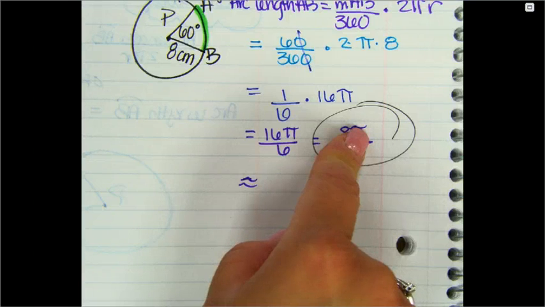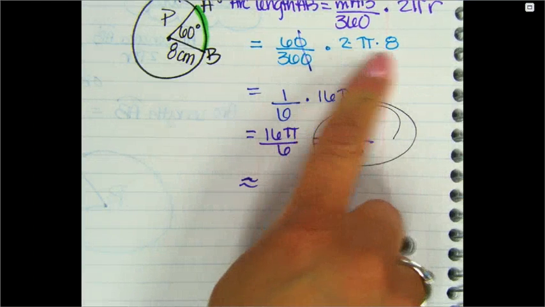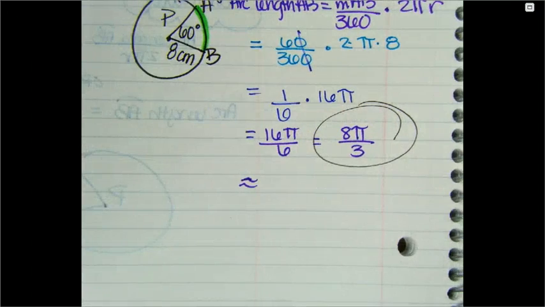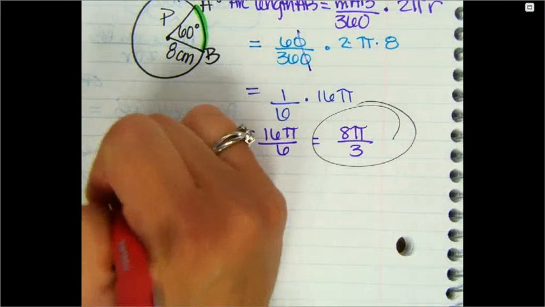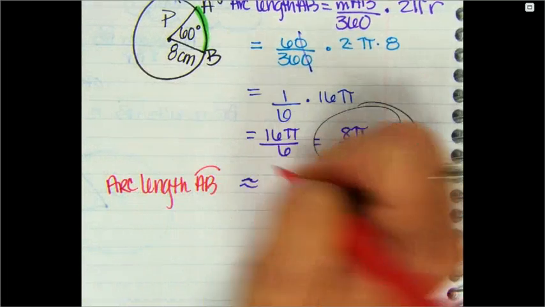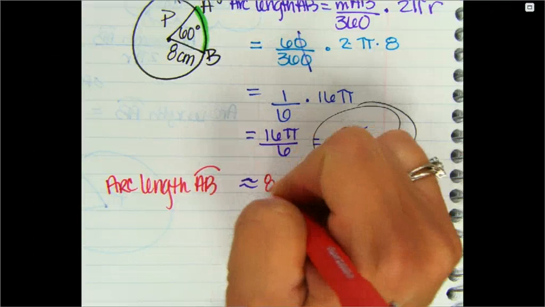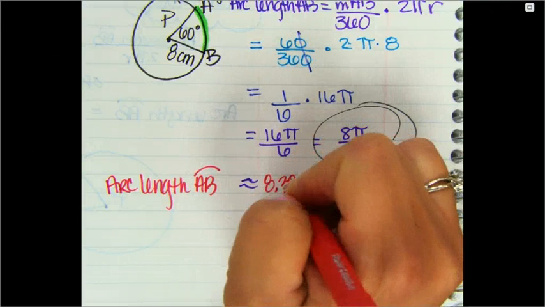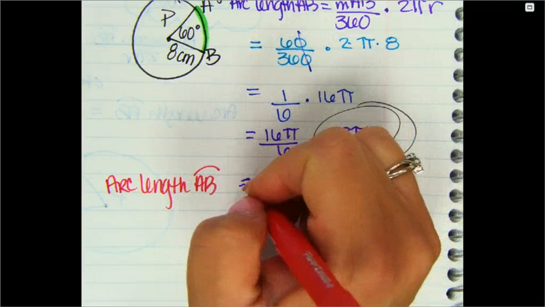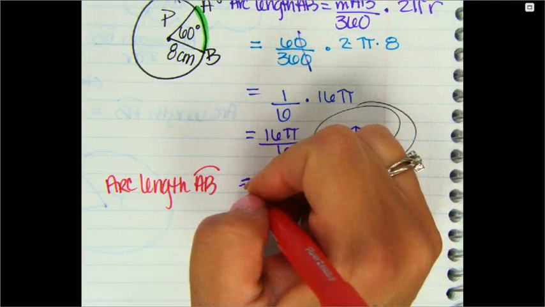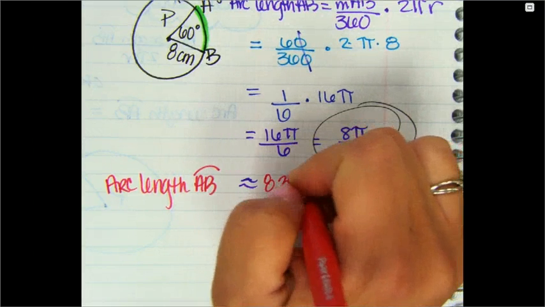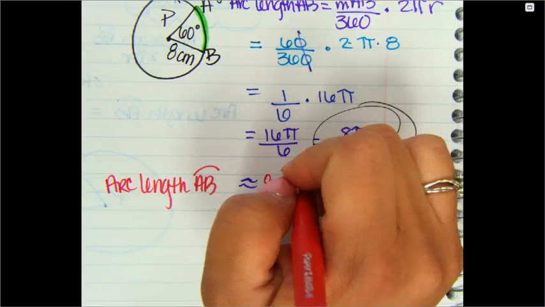Yeah? How'd you get 16? 2 times 8. Plug in the calculator and what do you get? Round.